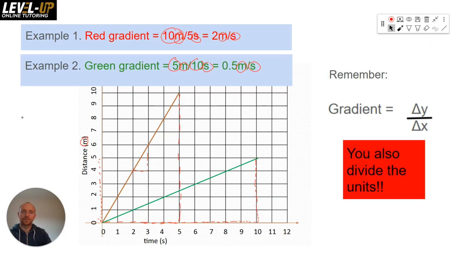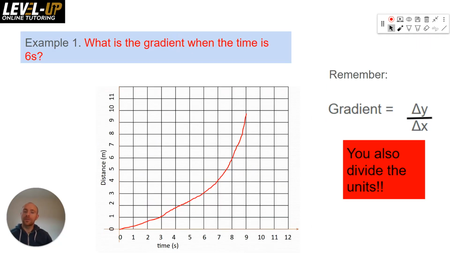Really, really important. But what if we have a curved line here? Well, for more advanced questions, they might ask you to find the gradient at a particular point. To find, for example, the speed. The speed of this object is changing. But they might ask us to find the speed at a certain time. So in this case, maybe they're going to ask us at 6 seconds. What is the gradient at 6 seconds?